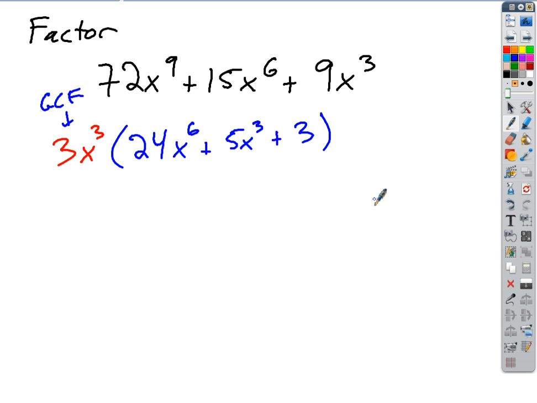Just 3, because 3x cubed times 3 is 9x cubed. I don't have an x here because I've already got an x cubed. So when I distribute this all the way over to here, I'm just multiplying the numbers. The x cubed is already in place. Okay? All right. Good.